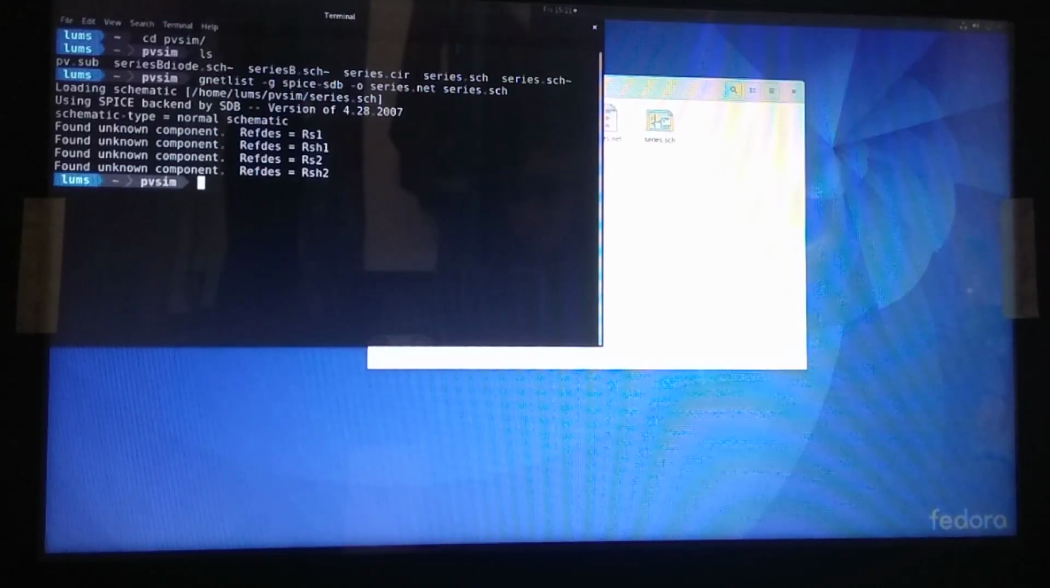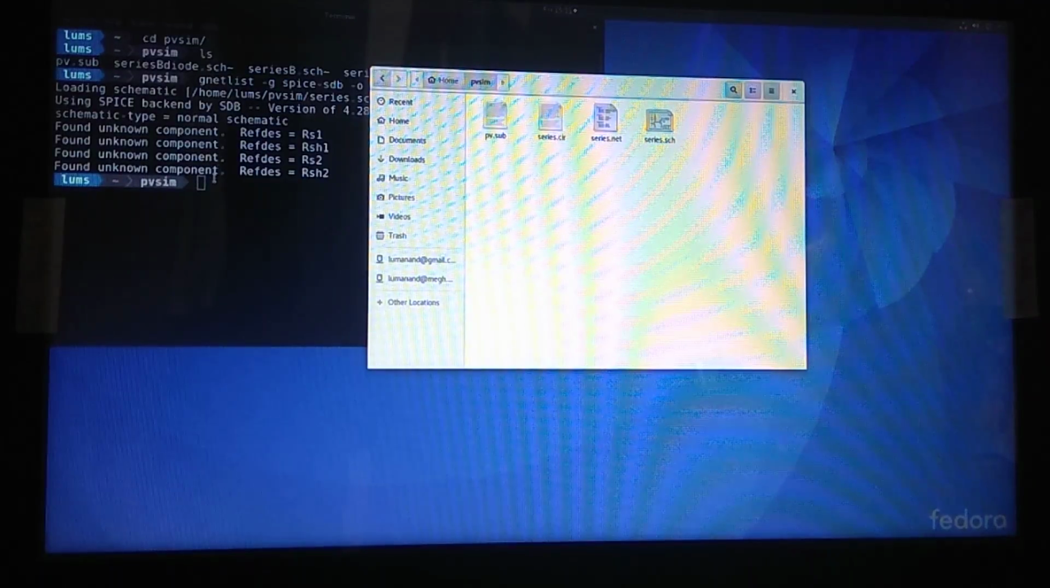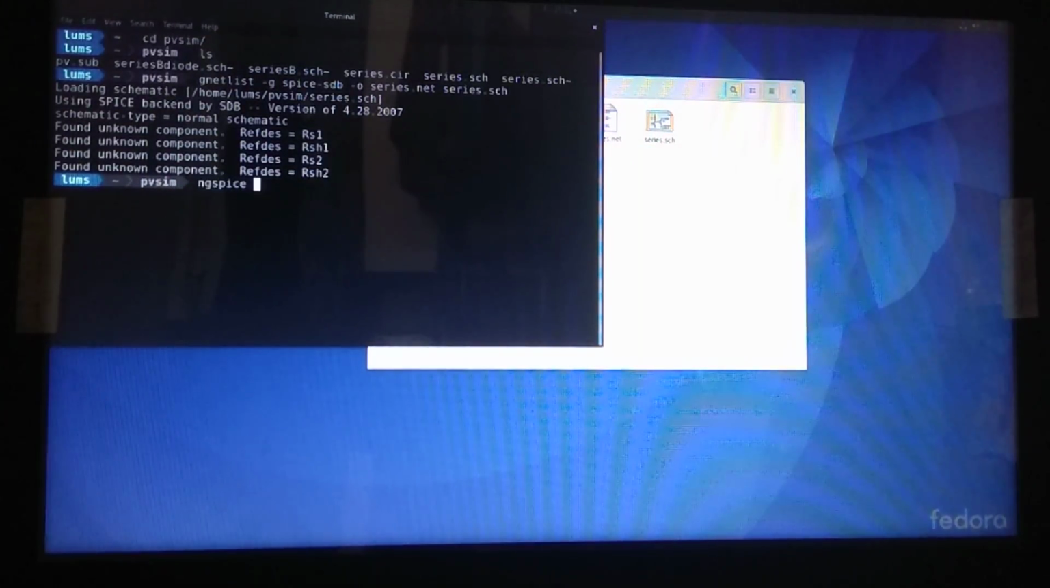For that, first open the terminal window and go to the project subfolder, so we have all the relevant files here. I have here the netlist generation command, gnetlist -g spice-sdb, output to series.net from the input series.sch. So this will generate the netlist. You can come back here and see that the netlist is generated, and then now call ngSpice series.cir.